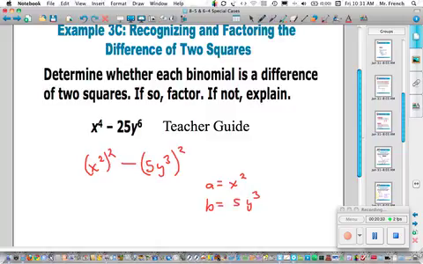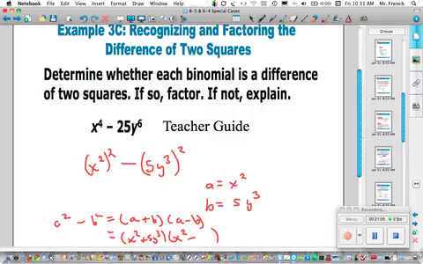So now I'm going to use this formula that says a squared minus b squared is equal to a plus b, a minus b. And so now let's just plug stuff in there. Every place I see an a, I plug an x squared. So I'm going to plug an x squared there, and I'm going to plug an x squared here. And I'm going to plug a 5y cubed, so plus a 5y to the third power there, and a minus 5y to the third power there. And now I've factored it.